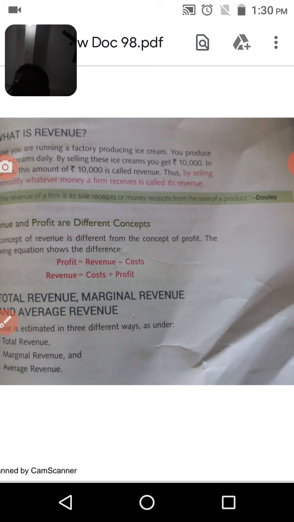But the concept of revenue and the concept of profit are different concepts. Profit is equal to revenue minus cost. And revenue is equal to cost plus profit. That is revenue.